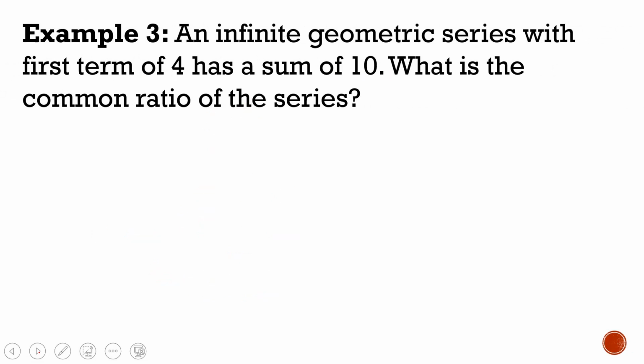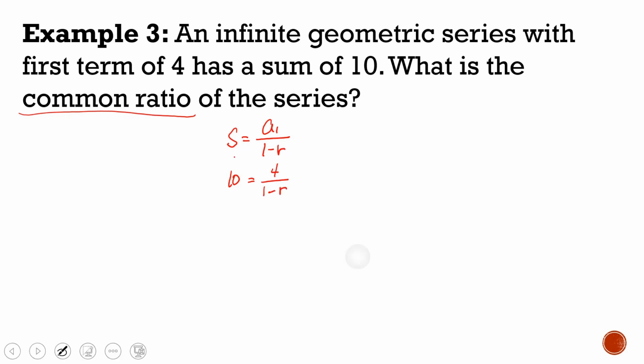An infinite geometric series with the first term of 4 has a sum of 10. What is the common ratio of this series? So here what's missing is the common ratio. Again, let's begin with the formula and set up the problem. The sum, according to the problem, is equal to 10. The first term is 4, and we don't know the common ratio.